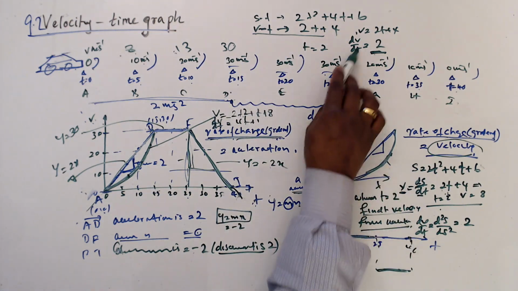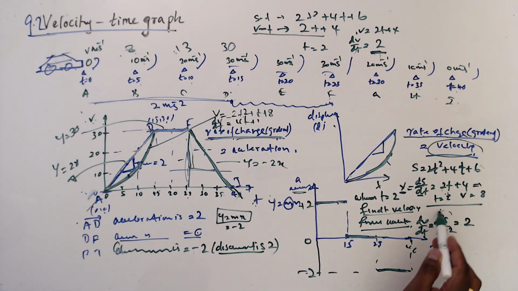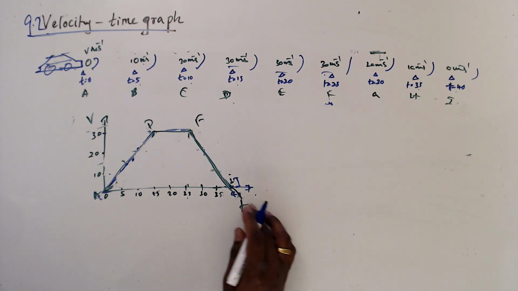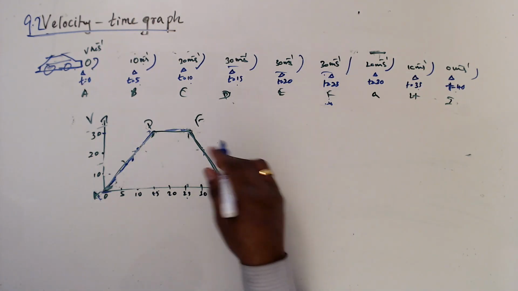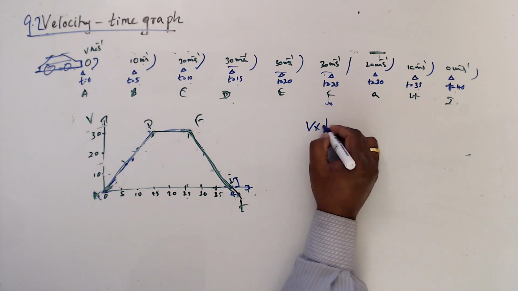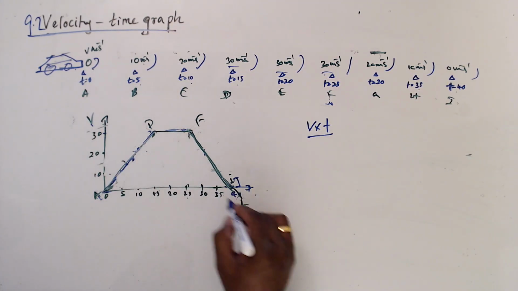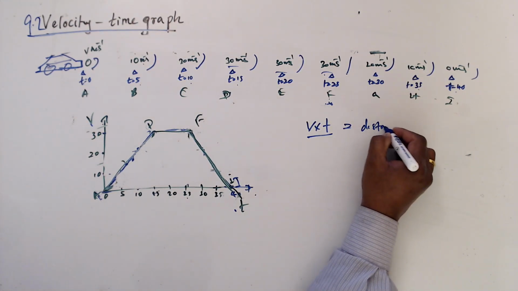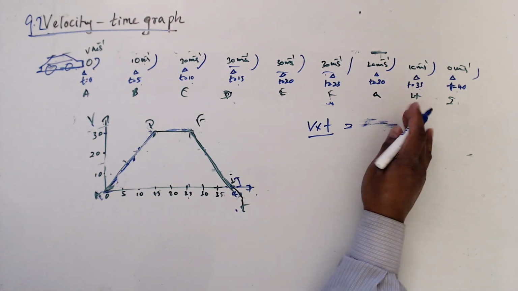dv over dt, or it is a double differentiation of s, the second derivative, d²s over dt². Another thing we should know in this velocity-time graph: what is the multiplication of v and t? I multiply v and t. So this is going to be distance, displacement.